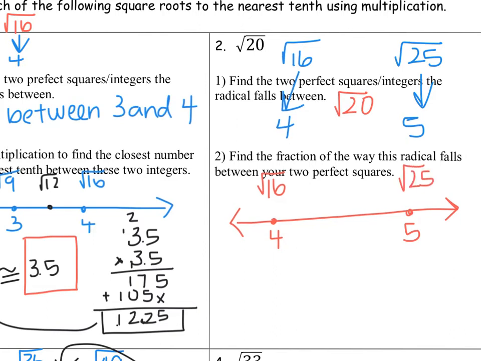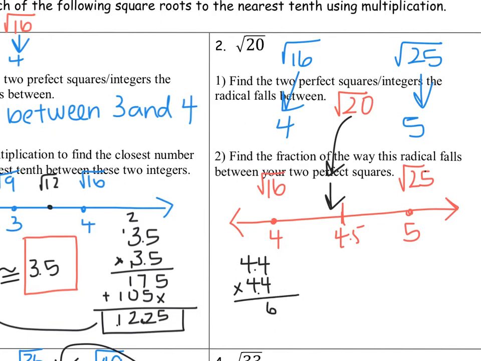So if we look at 20, 20 is closer to 16 than it is to 25. So if this is the midway, this is 4.5, because it's halfway between 4 and 5, the square root of 20 is probably somewhere right about here. So let's pick a number that's smaller than 4.5. Let's go to 4.4 and multiply those two together to see if we get a number that's close to 20.